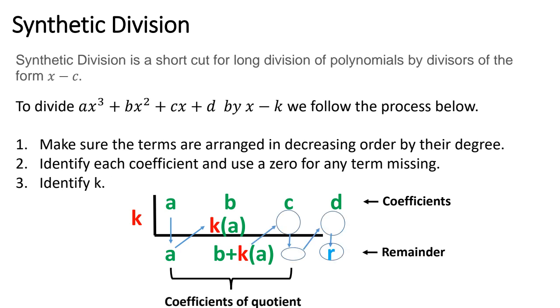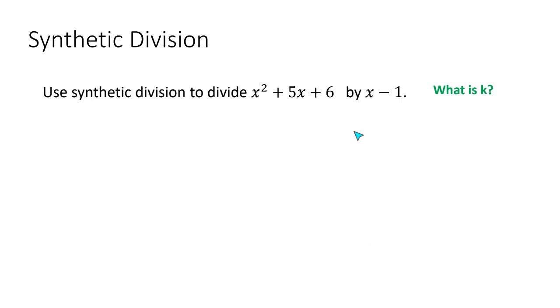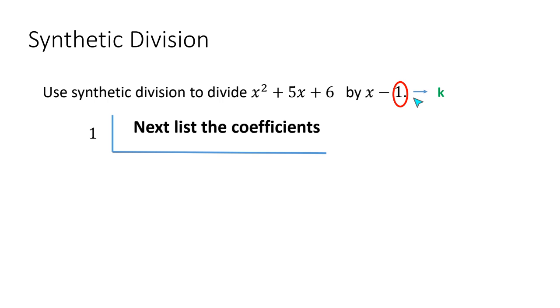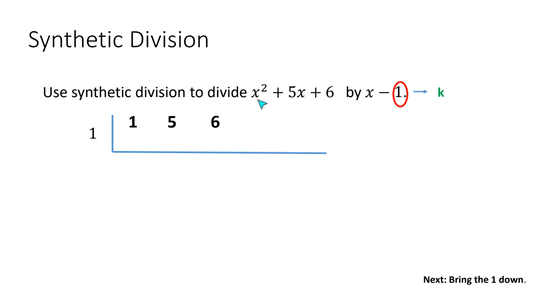So let me just go ahead and do an example. It says use synthetic division to divide. You still have to have these in descending order. And so here it says, what is our k? Our k is going to be 1. So I'm going to write the 1 out here. Next, we're going to list the coefficients. The number in front of x squared is 1. The number in front of x is 5. And the constant is 6.